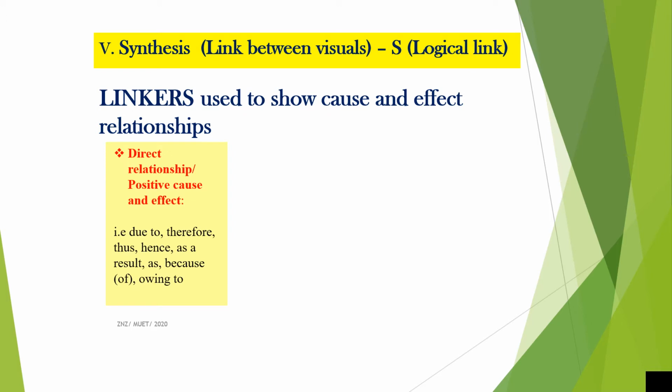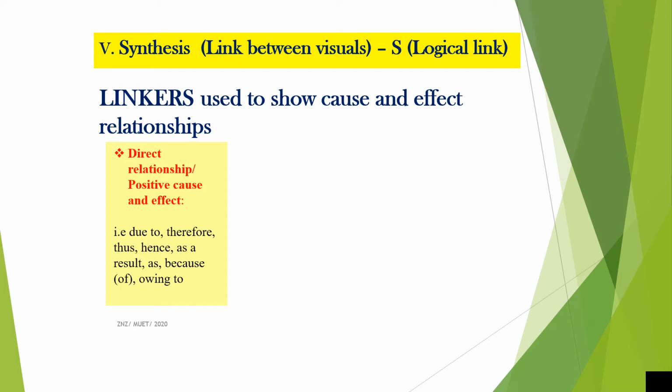For example, for a direct relationship of the positive cause effect, you can go for due to, therefore, thus, hence, as a result, as, because, or because of, owing to. This is for direct cause effect.